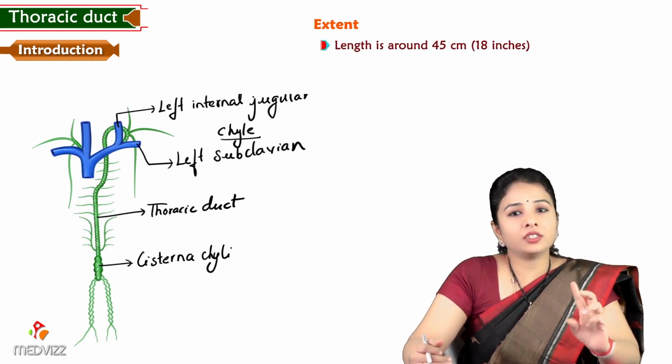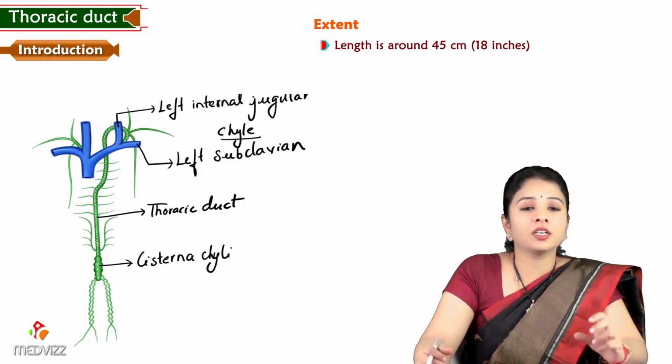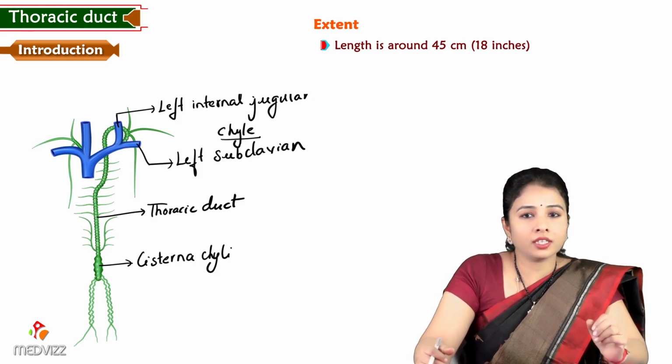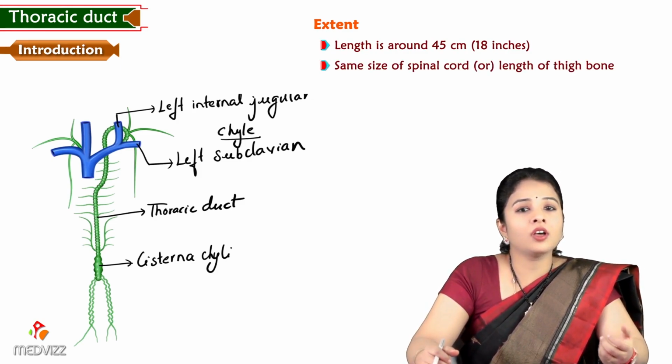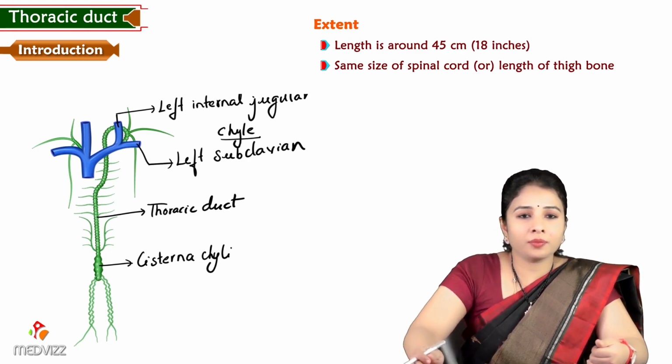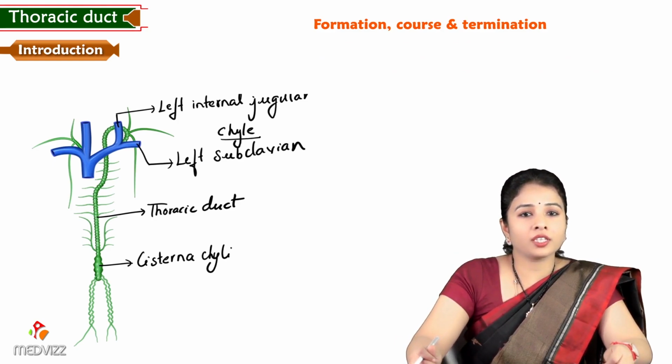If we see the length of the thoracic duct, it is approximately 45 centimeters, that is around 18 inches in length, almost the same size as the spinal cord or the length of the thigh bone. So let's see the formation, course and termination of the thoracic duct.